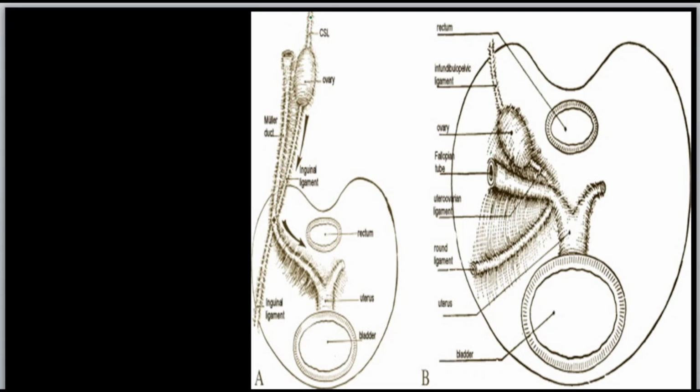It is a structure that attaches the ovary cranially to the abdominal wall, and caudally it is attached with the labia majora. Okay, it pushes the ovary from the lumbar region into the pelvic region. Then we will learn later about it in detail.